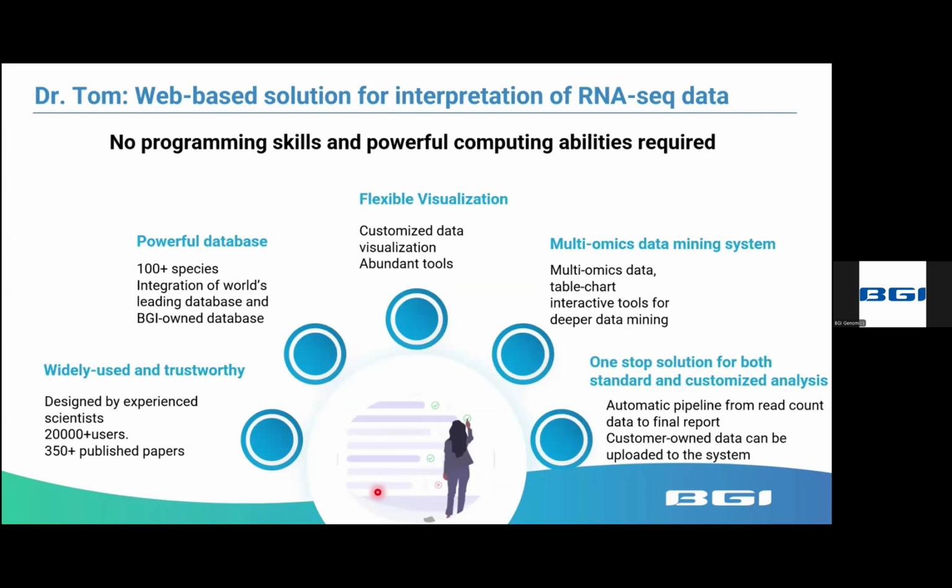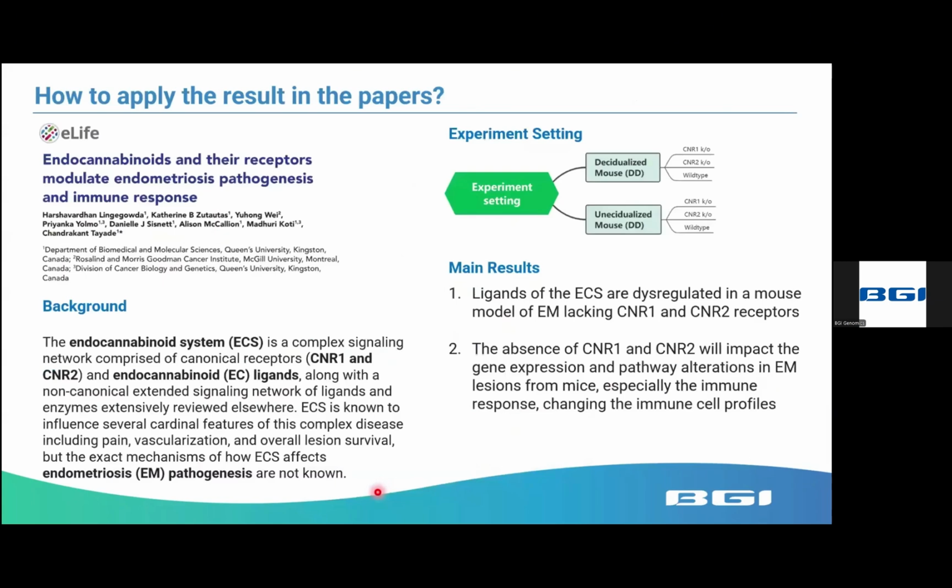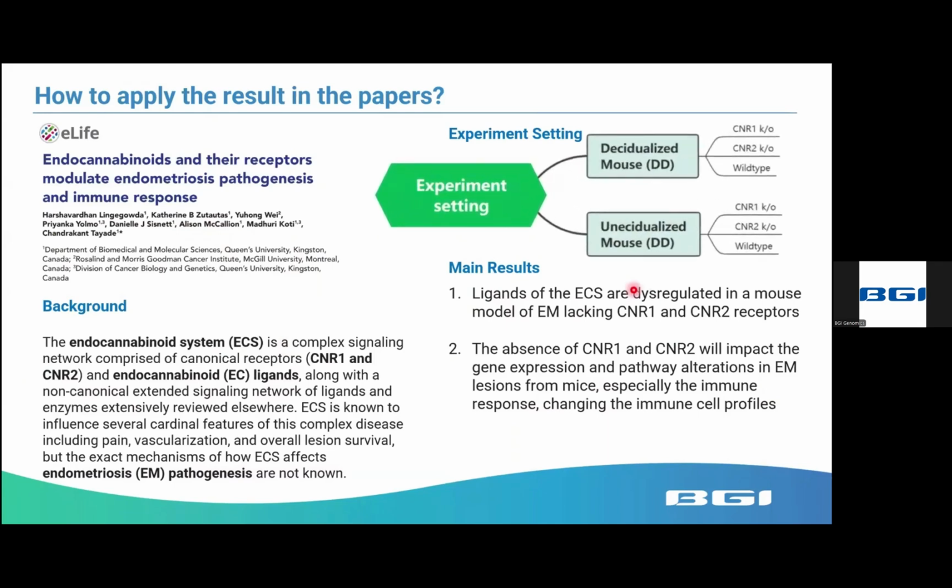So I would like to show you how amazing Dr. Tom is right away. But before that, let's take a look at a paper that used Dr. Tom to analyze RNA-seq data, to see how it can be applied in transcriptome data interpretation. This paper focused on the role that the endocannabinoid system plays in endometriosis pathogenesis and immune response. CNR1 and CNR2 are important receptors in the endocannabinoid system, which regulates various physiological processes, including immune response, pain perception, etc. In the RNA-seq experiment of this paper, decidualized and undecidualized endometriosis lesion mice were tested. In each type, there were 3 groups: CNR1 knockdown, CNR2 knockdown, and wild-type mouse models with endometriosis.